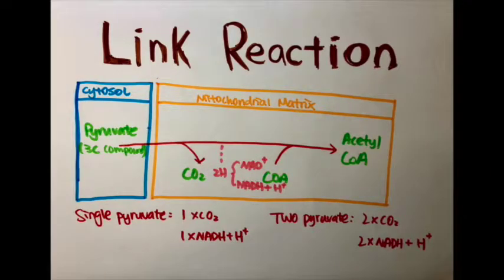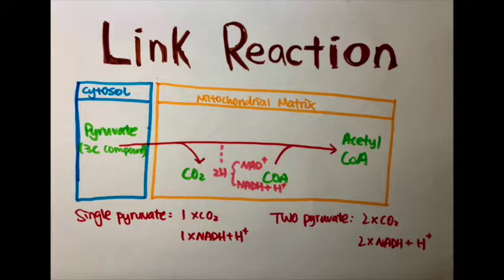When pyruvate is produced from glycolysis in the cytoplasm, the link reaction begins. The pyruvate is transferred from the cytosol into the mitochondrial matrix by carrier proteins on the mitochondrial membrane. And the pyruvate will lose a carbon atom. It is a decarboxylation, which forms a carbon dioxide molecule.